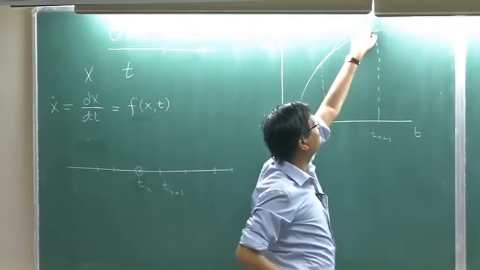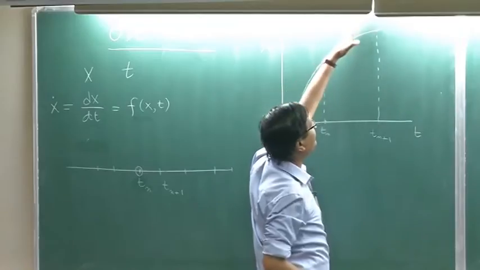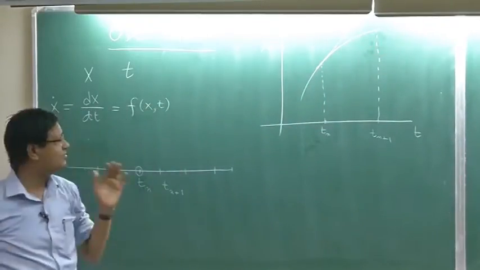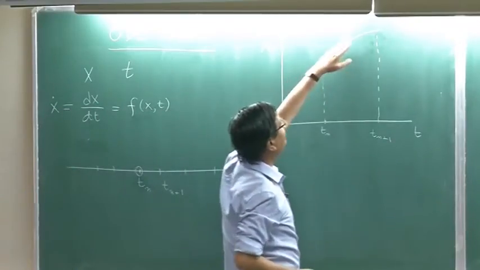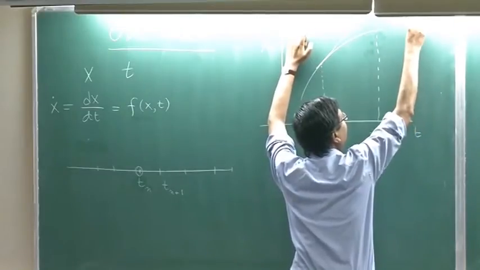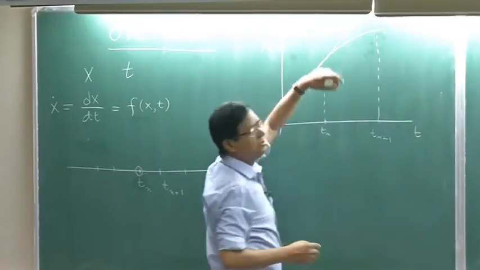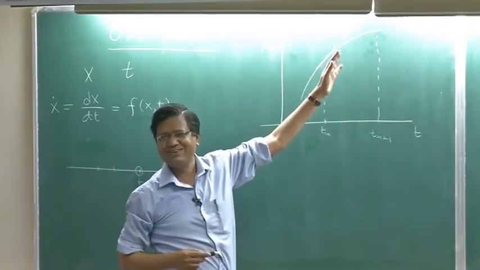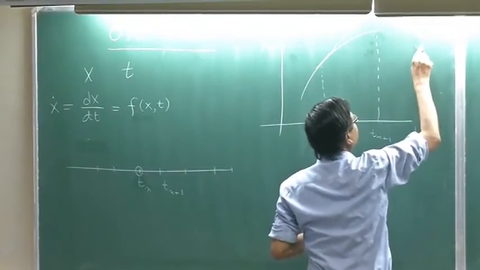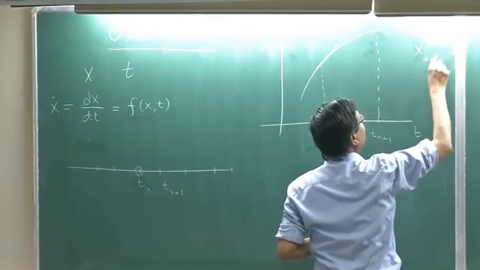This is not the exact, not the correct value. The correct value is here. Had the function been linear, I would have reached there, but the function is not linear. By the way, this is not f, this is x. It is not linear, so I reach here. This is called the forward scheme. So this is xn plus 1 forward. Can some people read this, or is it blocked? So this is x forward, and we call it xn plus 1.